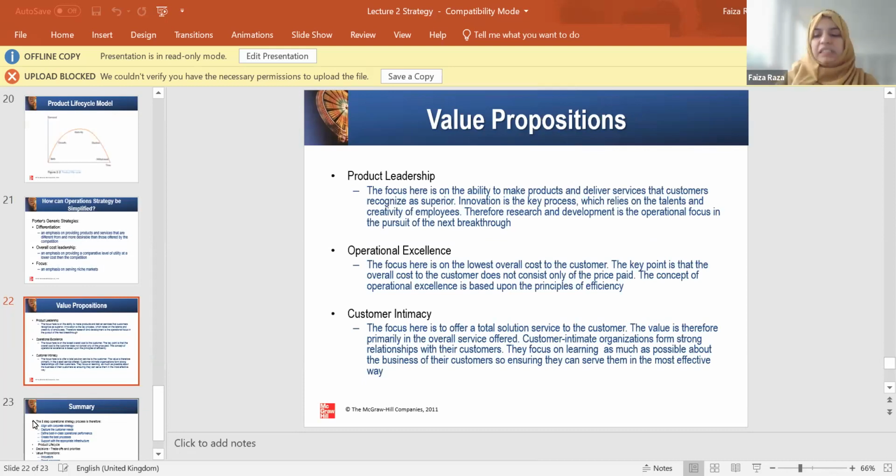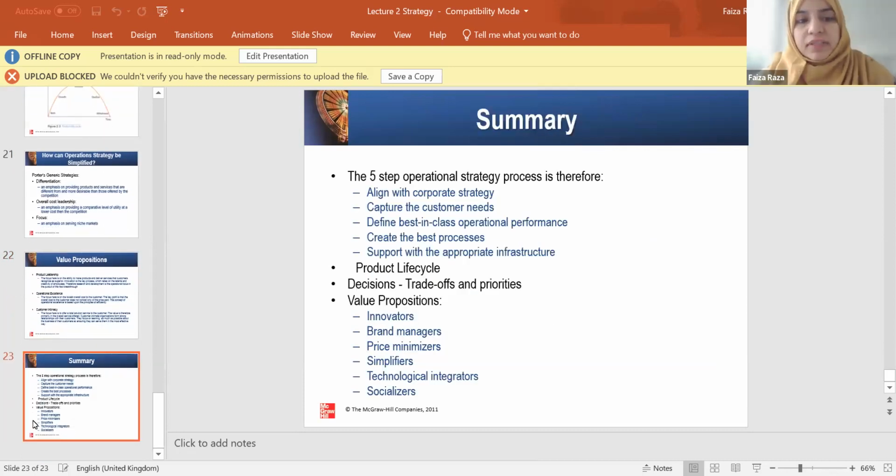These things we have discussed in the end summary. These are the things we have discussed in this lecture about strategy. This is all about today's lecture.